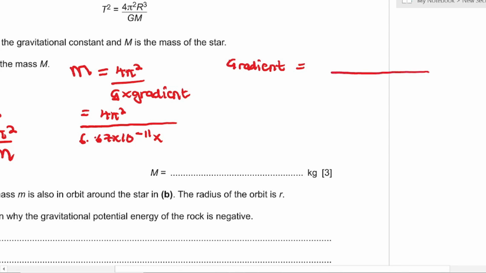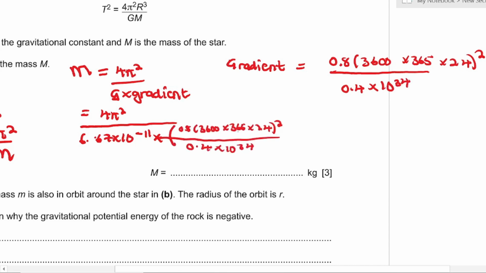So if we put it over here, our change in y, we're going to have 0.8, but this is just 0.8 years. So we're going to have 3,600, that's 60 minutes times 60 seconds, multiplied by 365, multiplied by 24, all of that squared because it's years squared, divided by 0.4 multiplied by 10 to the power of 34. This is the calculation that we're dealing with.